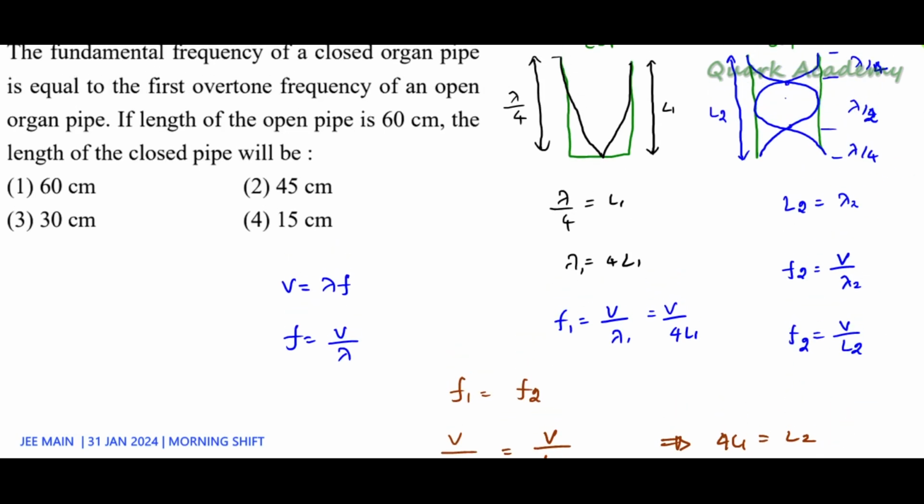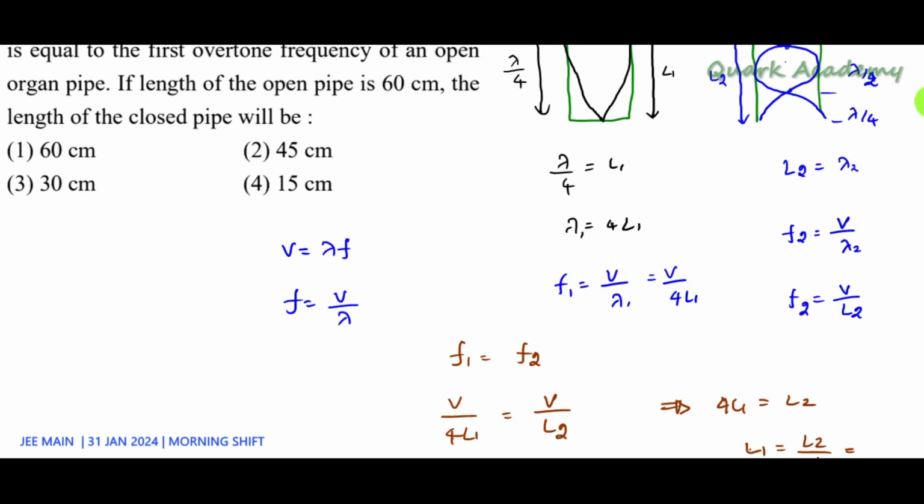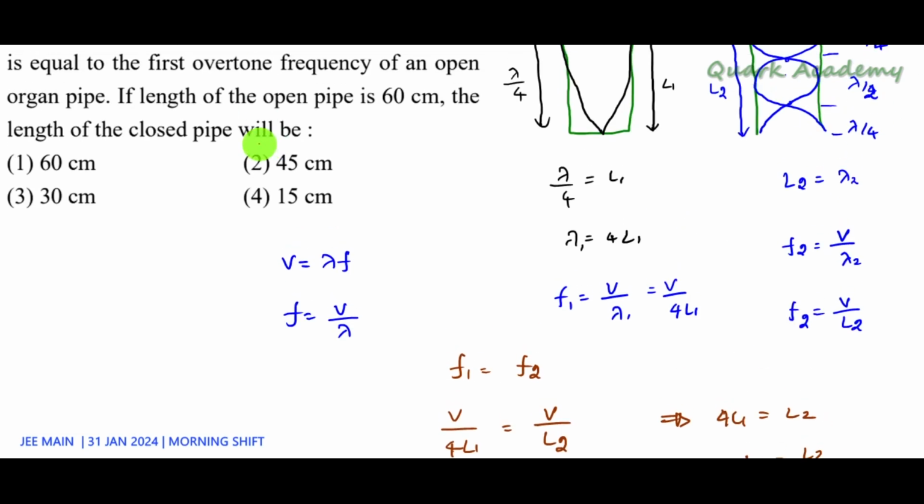L2 is the length of the open organ pipe, which is 60 centimeter. Since we want L1, which is L2 by 4, it is 60 by 4, which is 15 centimeter. So the length of the closed organ pipe is 15 centimeter.